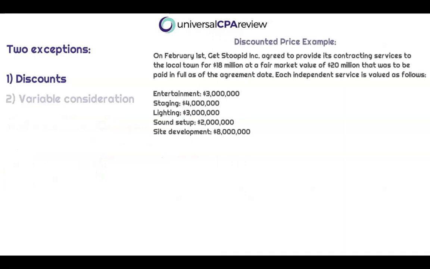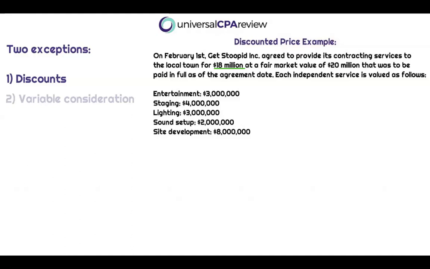Okay, but now let's say that this contract is going to come at a discount. Okay, so in order to entice the township to go with Get Stupid, they're going to offer the entire bundle at $18 million, not the full $20 million. Right? They're saying, why don't you make this a one-stop shop and let us do everything from music to staging to lighting to audio to construction, right? We'll take care of all 5 of these areas and we'll also give you that $2 million discount to go with us. Okay, so we're going to charge $18 million instead of $20 million.